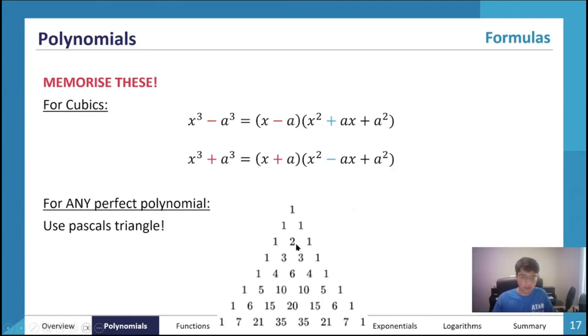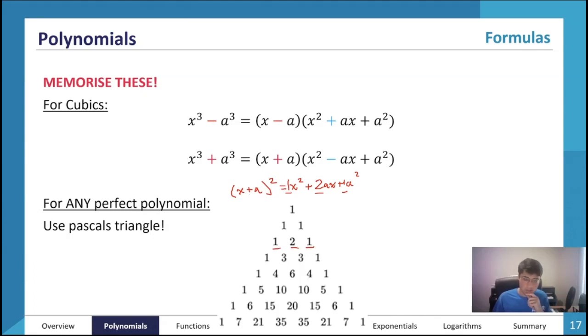Now, for any polynomial, if you're looking to expand it, then you can use Pascal's triangle. What I mean here is, if we look at this formula, x plus a squared, this is the perfect square formula. You get x squared plus 2ax plus a squared. But how do we know what these coefficients are? In this case, 1, 2, and 1. We just look at the third row of Pascal's triangle. So 1, 2, 1, we see it there.